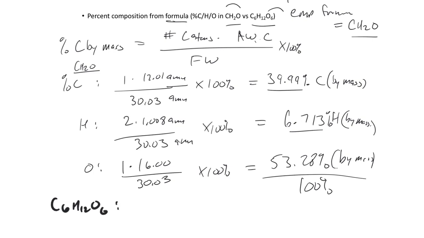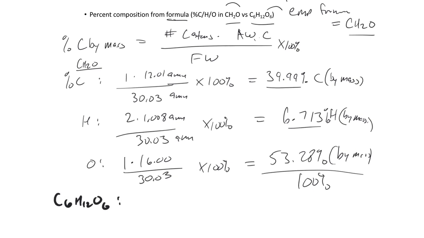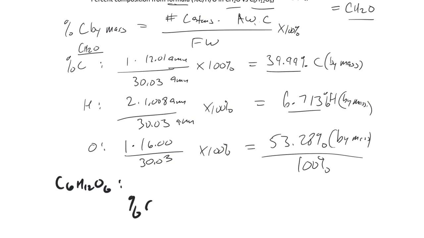So we'll just do this for one of the elements in C6H12O6. For this other molecule here, if we wanted to calculate the percent carbon and just make sure we get 39.99% or about 40%, we're going to take 6 times 12.01 AMU, for the 6 carbons in that formula. We just have to come up with the formula weight.